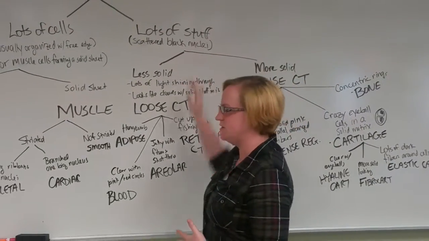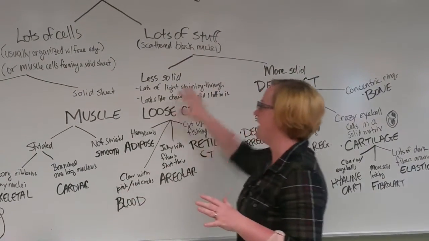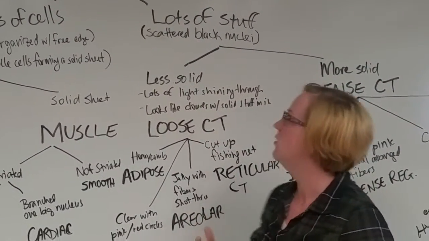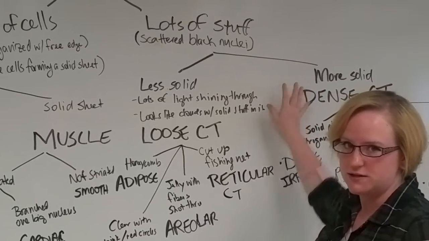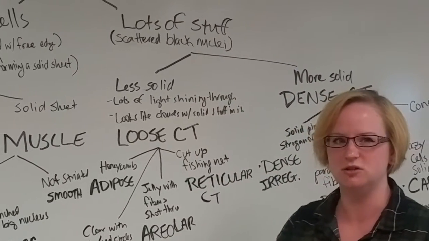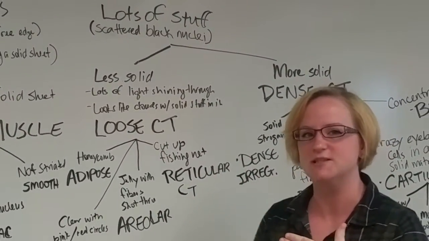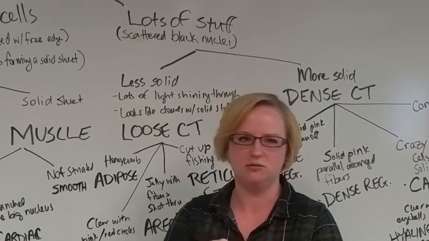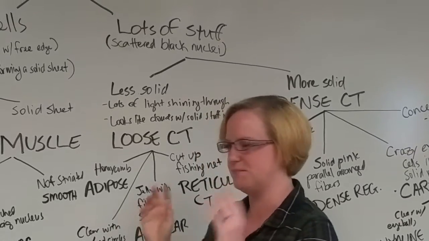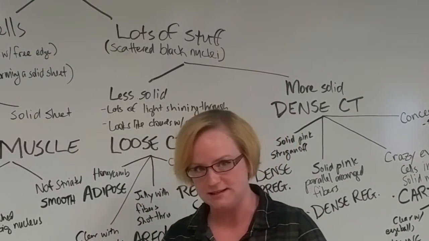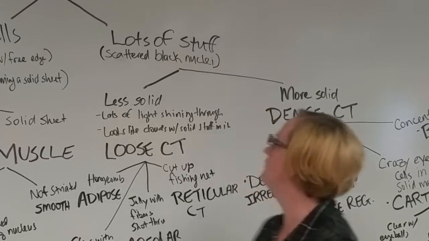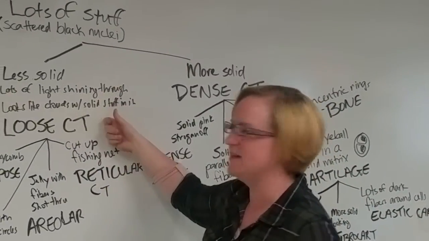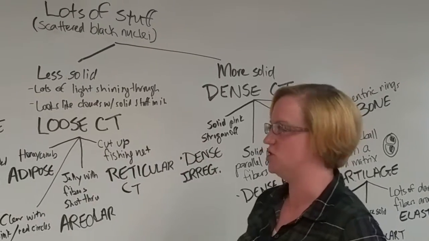So the first thing that you can do is determine, okay, am I looking at something that's less solid, so maybe it looks more like jelly? Or am I looking at something that's more solid? So either the light doesn't shine through quite as freely, or perhaps you can tell it's a solid matrix that has a cell trapped within it. So that's my first thing. Am I looking at more solid stuff, or more jelly-like stuff? If you're looking at something that's more solid, that's going to be dense connective tissue. If you're looking at something that's more jelly-like, that's called loose connective tissue.